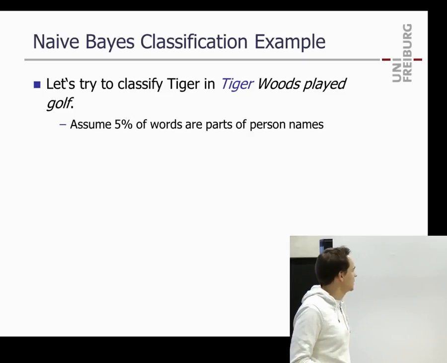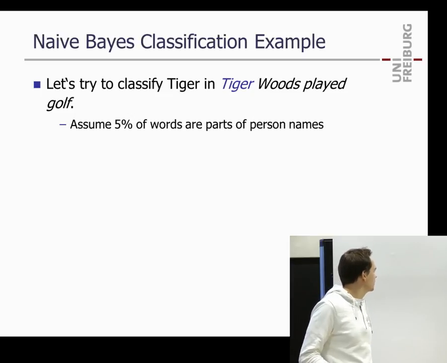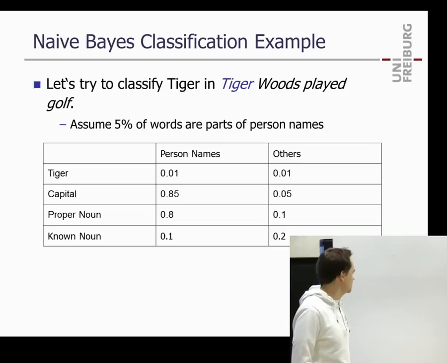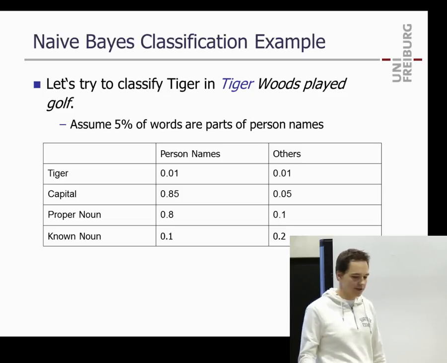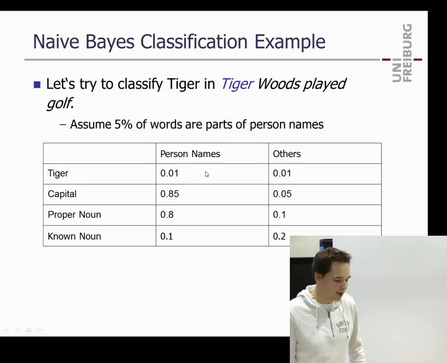And we assume that 5% of our words are parts of person names. So this probability of a person name is 5%. And we also assume that we train these probabilities. So we know, for example, 1% of all our person names are Tiger. The others are maybe Michael, Ina, whatever.